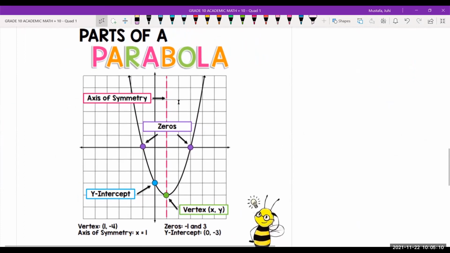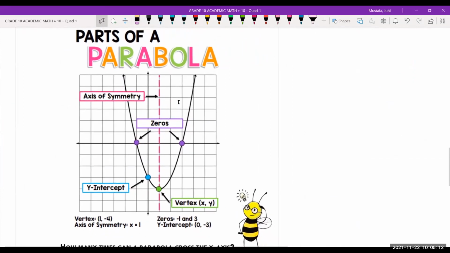I like the one on the board a little better because it's more colorful. Yours is a little black and white, but that's okay.